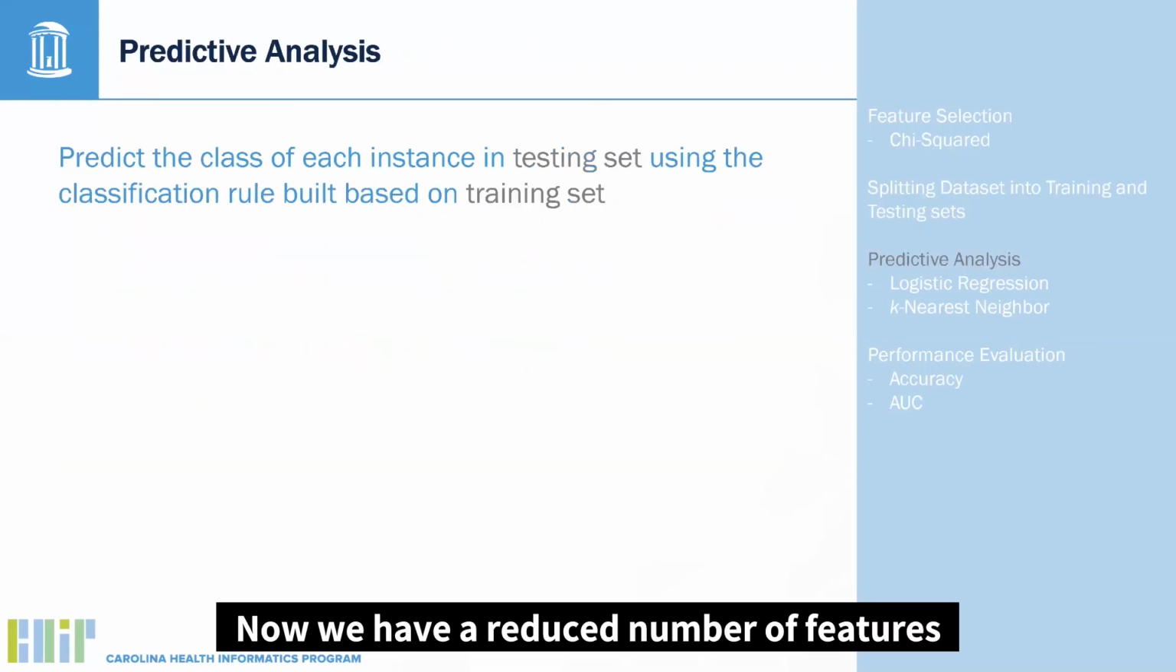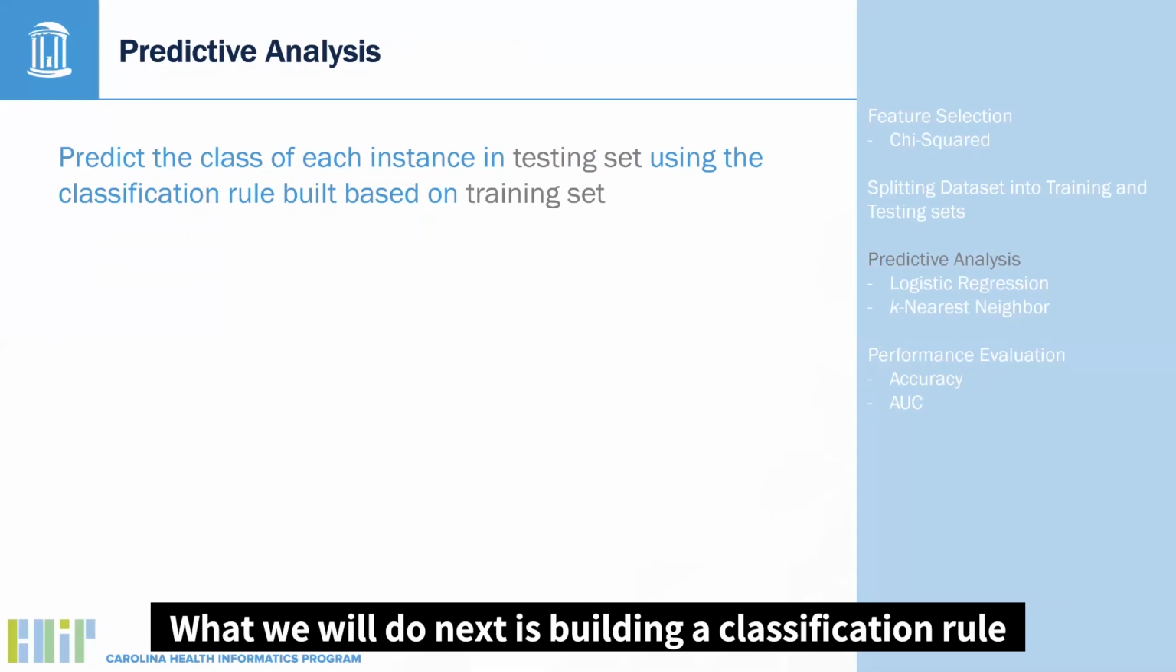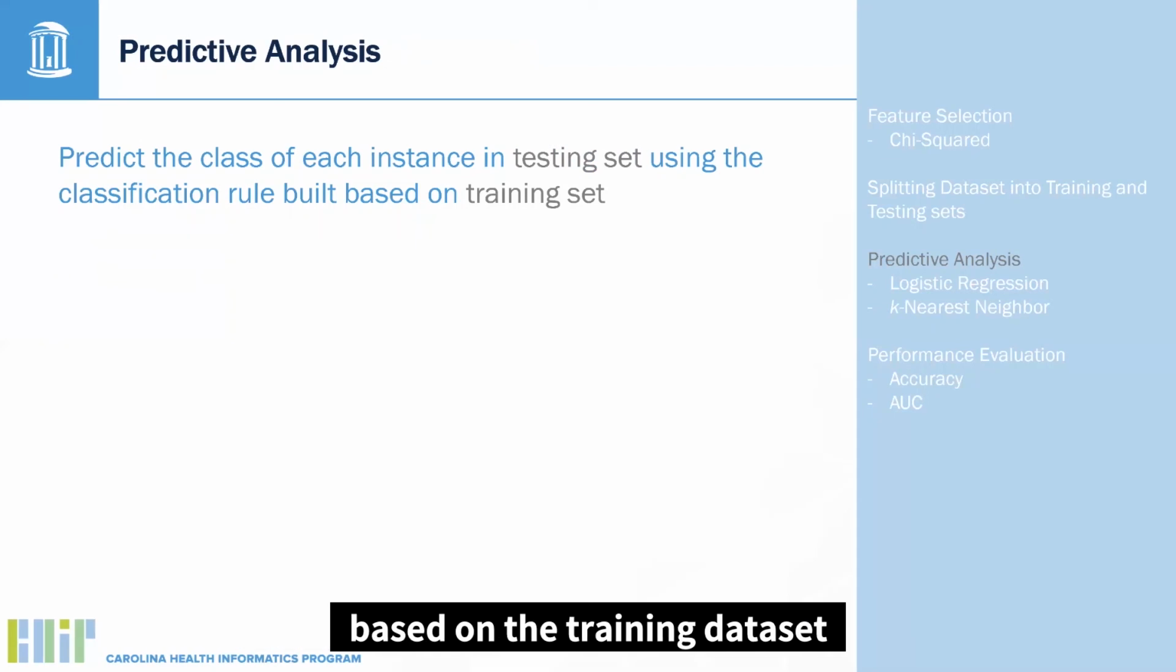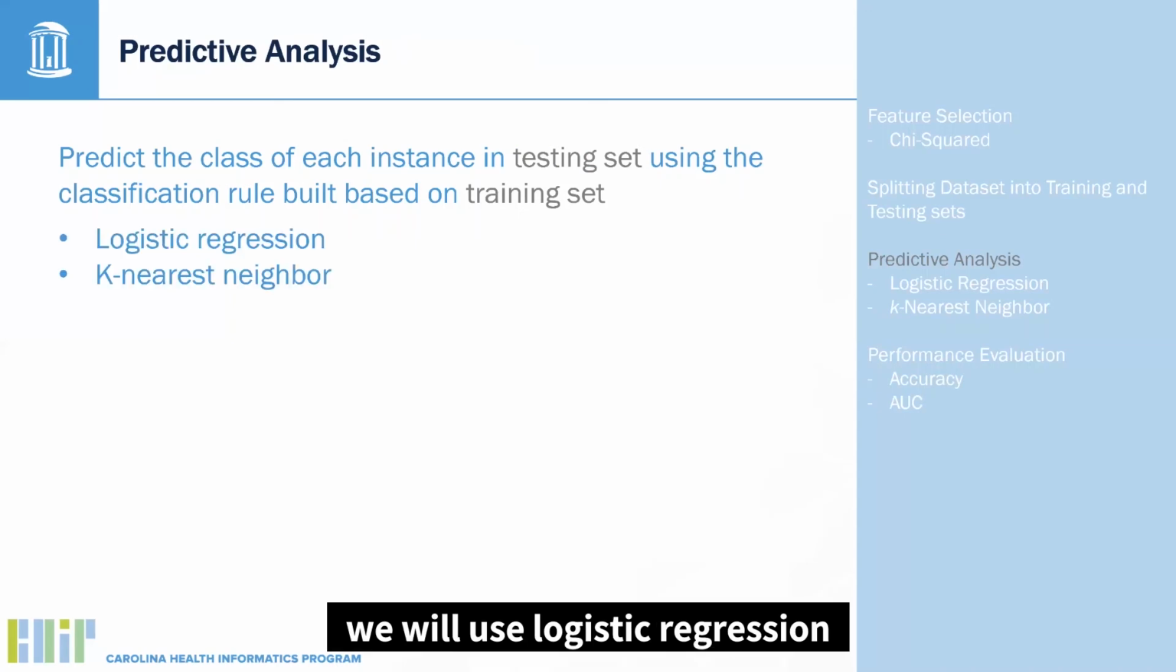Now we have reduced the number of features and training and testing data sets. What we will do next is building a classification rule based on the training dataset and predict the label of each instance in the testing dataset. In this module, we will use logistic regression and k-nearest neighbor.